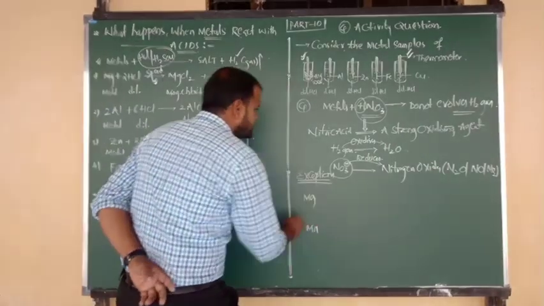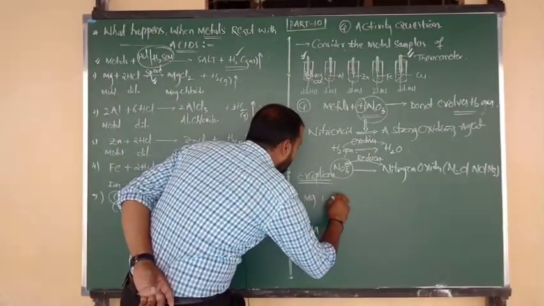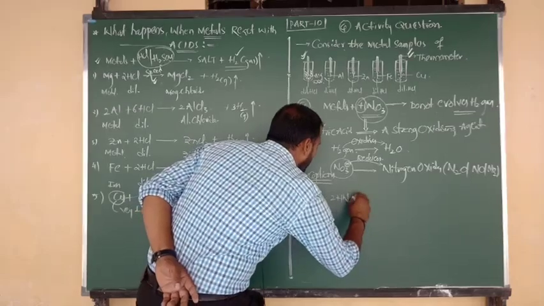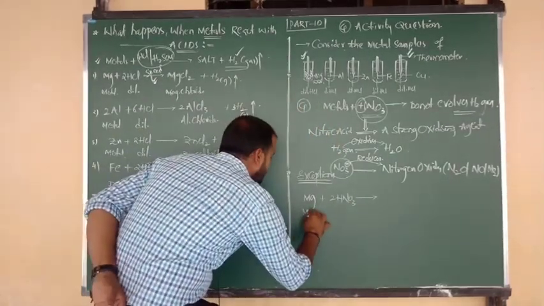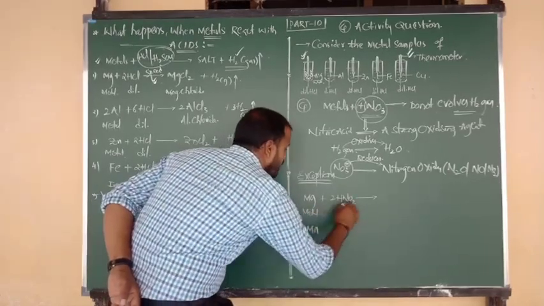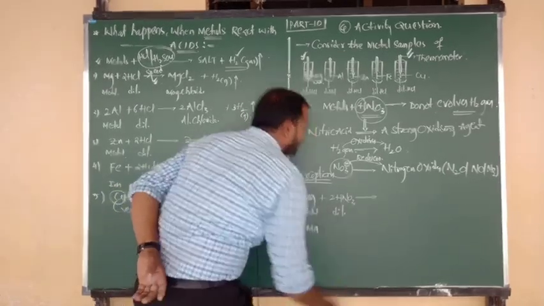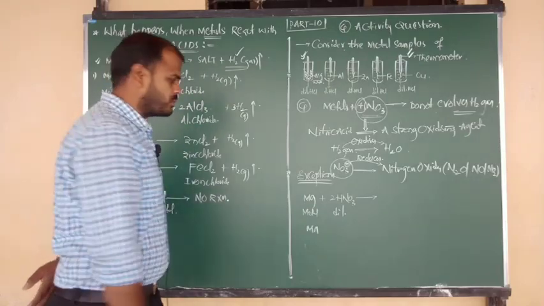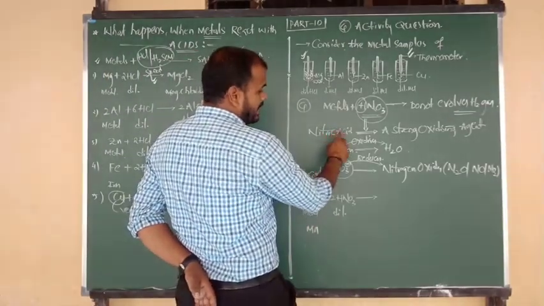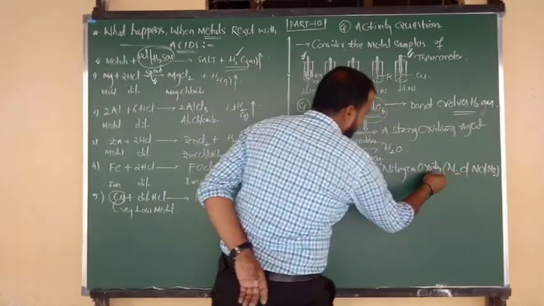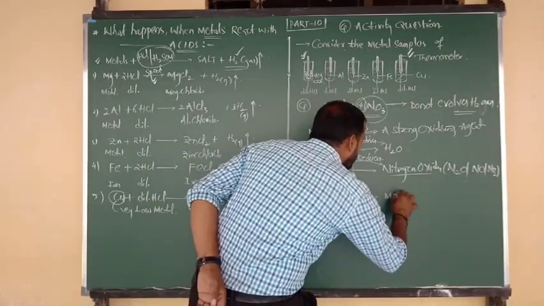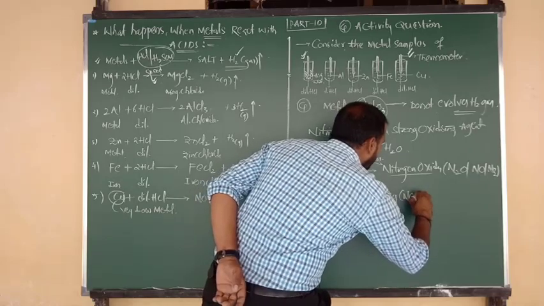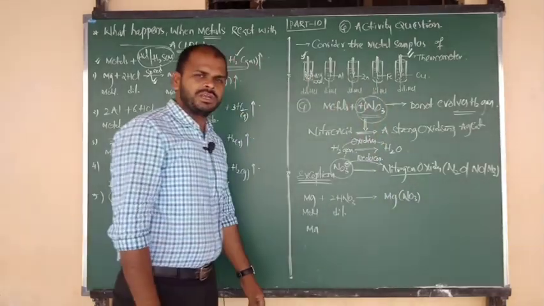Magnesium is the metal Mg. Upon reaction with very dilute nitric acid HNO3, definitely the metal changes into its respective metal nitrate or nitrogen oxide. So which metal? Magnesium. The product you are going to get is magnesium nitrate. What is the formula of magnesium nitrate?